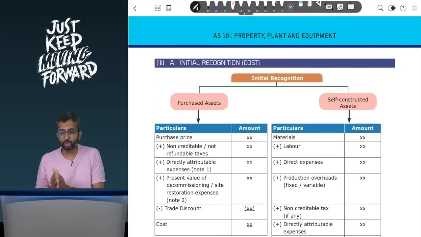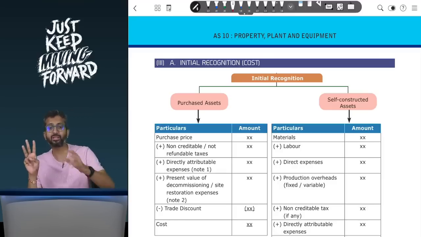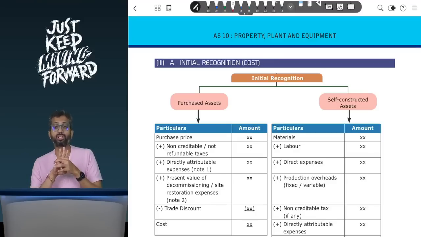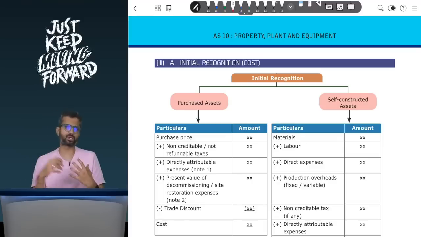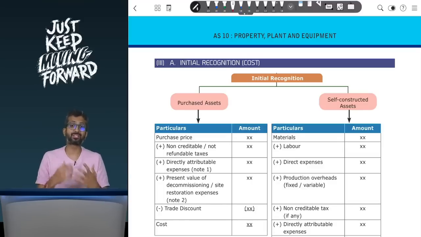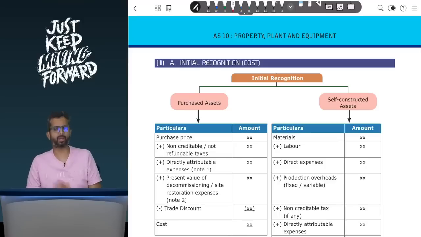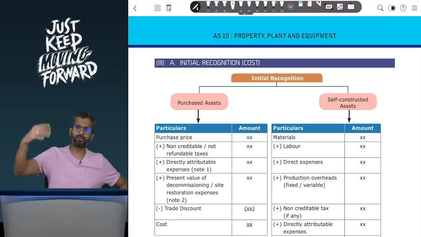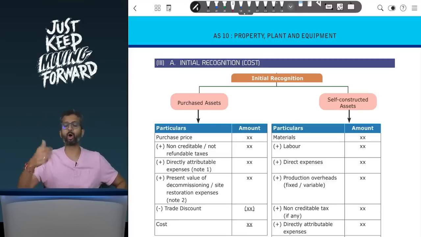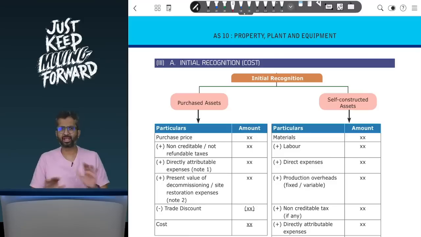What do you include within initial recognition of PPE? Initial recognition of a purchased asset is the same as inventory: purchase price, non-refundable, non-creditable taxes, and directly attributable expenses to bring the asset to ready-to-use condition. All of these will be capitalized. If it is your own self-constructed asset, material, labor, direct expenses, and variable and fixed production overheads will be taken. If it takes a substantial period of time, that is, it is a qualifying asset, even the borrowing cost will be capitalized. Exactly the same principles.